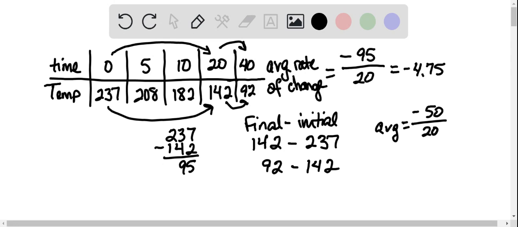So over that next 20 minutes, on average, how much was the temperature changing? It dropped 2.5 degrees every minute. So which interval had the greatest rate of change? The one that was changing most rapidly was that first 20 minutes. So we're going to say there's our largest amount right there.